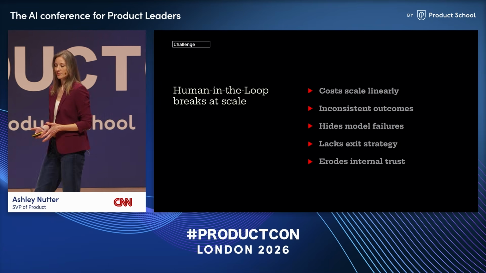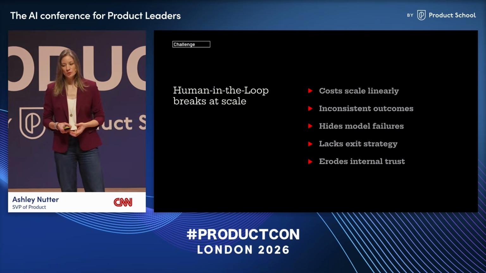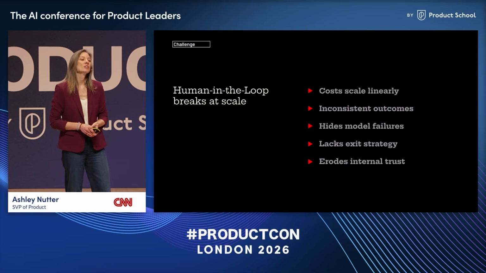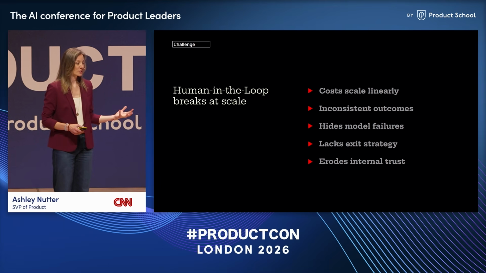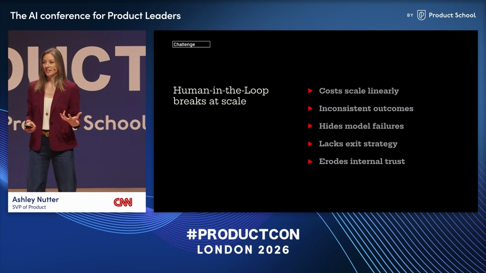Okay, so how does human in the loop become a bottleneck or a crutch? For one thing, human in the loop scales linearly, so for every decision that a human needs to make, you're adding cost into the mix.